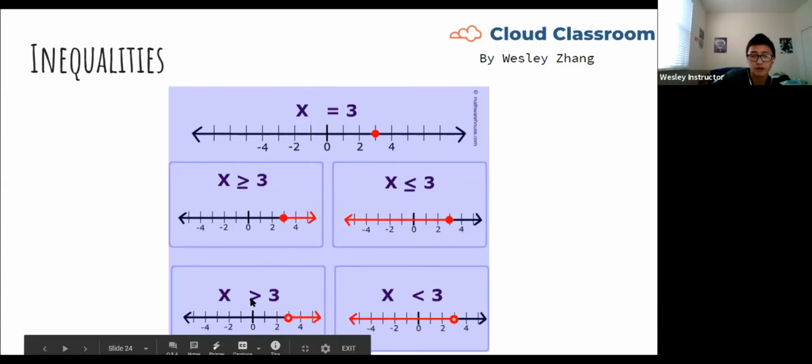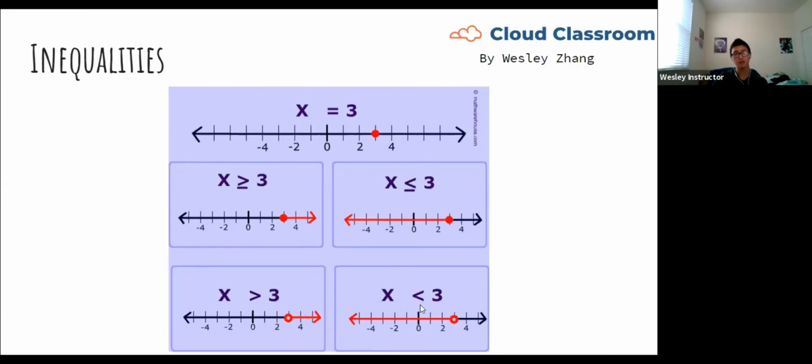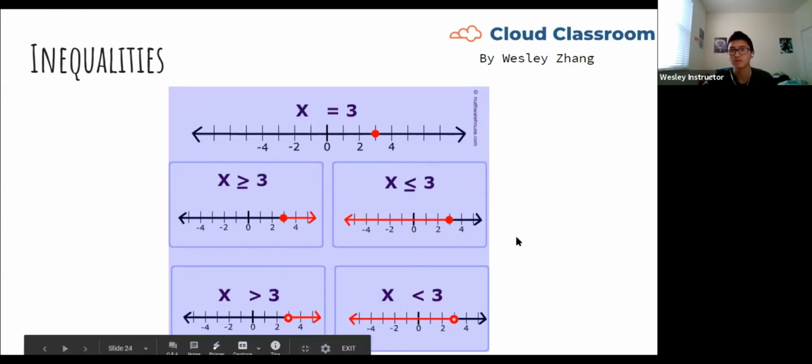All right, x is greater than 3. Same thing as x is greater than or equal to, except here we have an open dot, not a closed dot, because we don't include 3. And then x is less than 3. Same thing here, but it's an open dot because there's no equal sign. So those are the 4 symbols of inequalities: greater than or equal to, less than or equal to, greater than, and less than. So no equal sign.